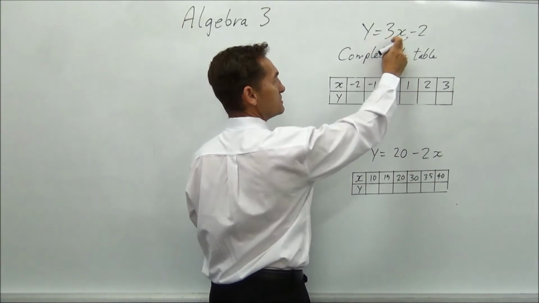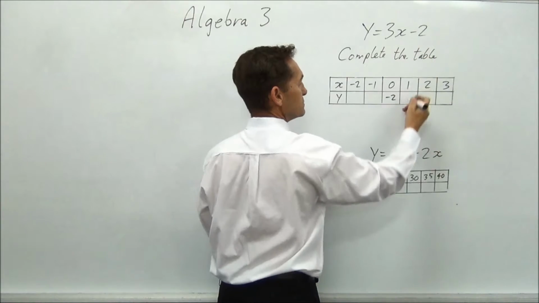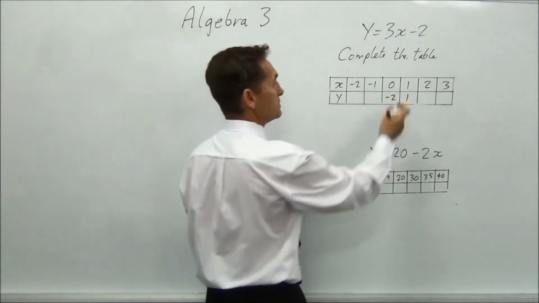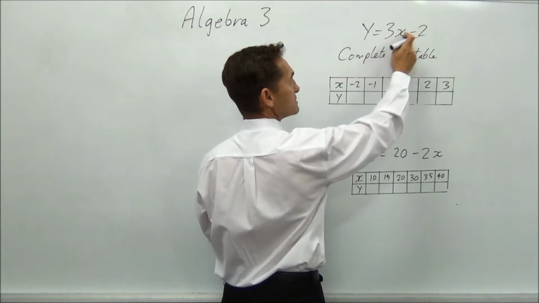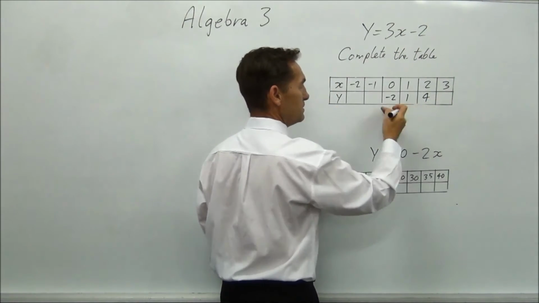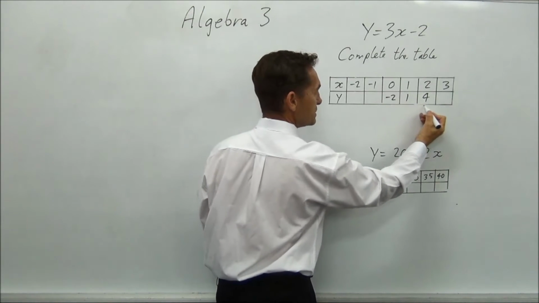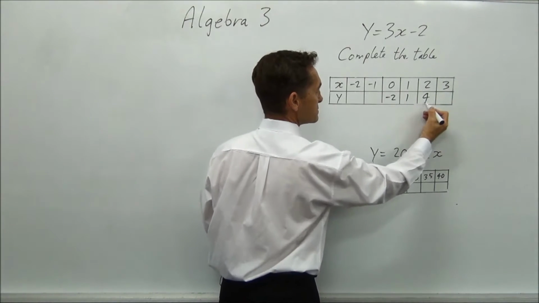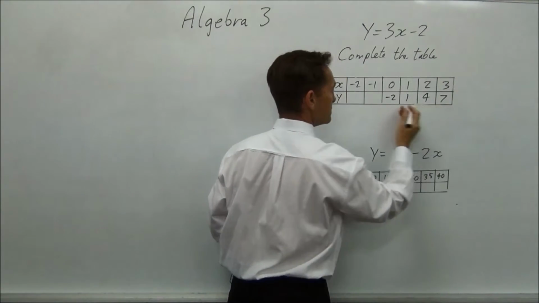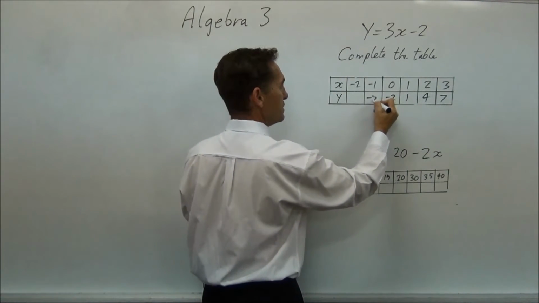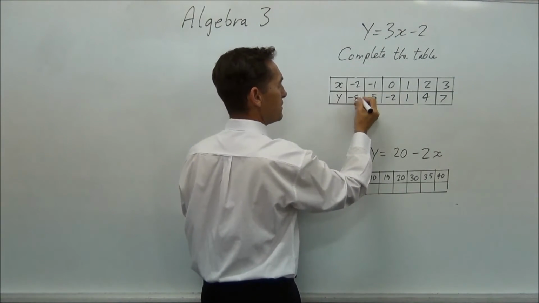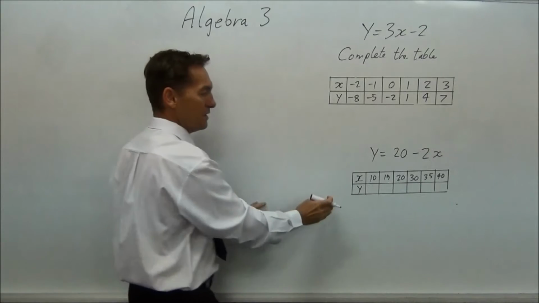Put in 1, 3 times 1 is 3. Take away 2 is 1. Put in 2, 3 times 2 is 6, 6 take away 2 is 4. And now by the time you've done 3, you can see there's a pattern. The pattern is it changes by 3. 1 plus 3, minus 2 plus 3, 4 plus 3, you know that's going to be 7. And these are going to come off by 3 without actually doing the equation each time. You can fill in those gaps.